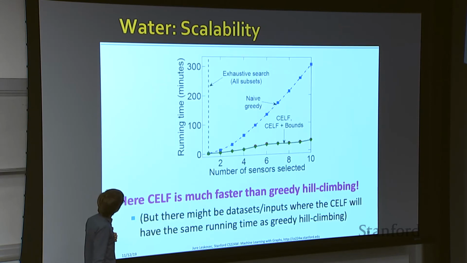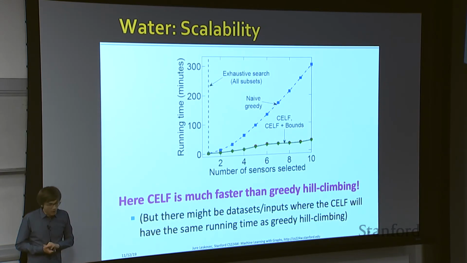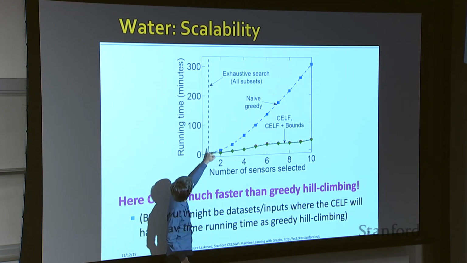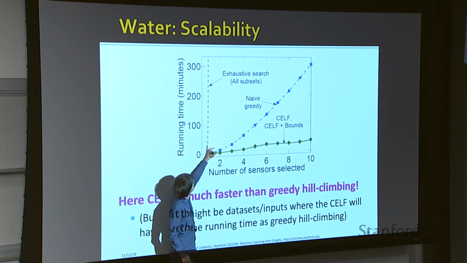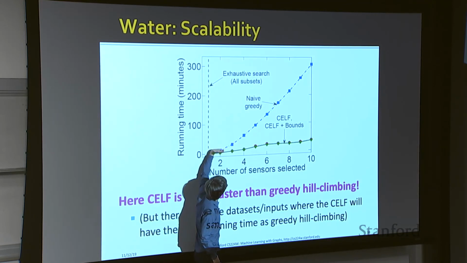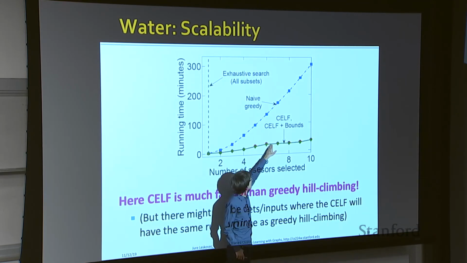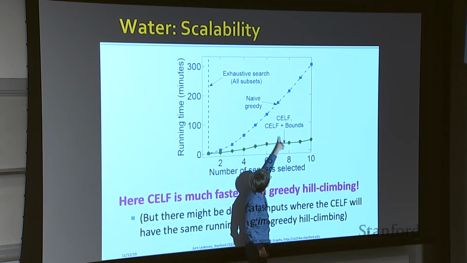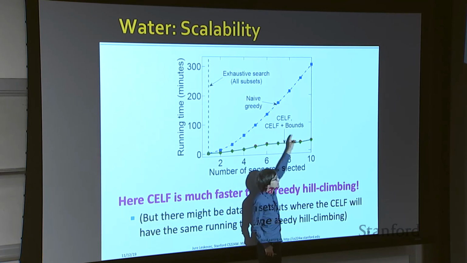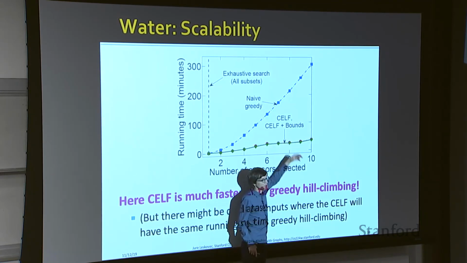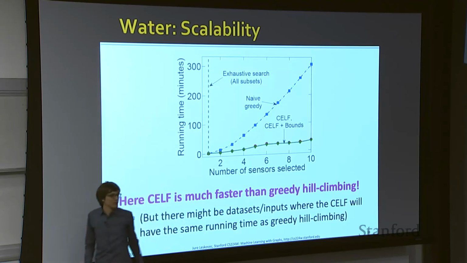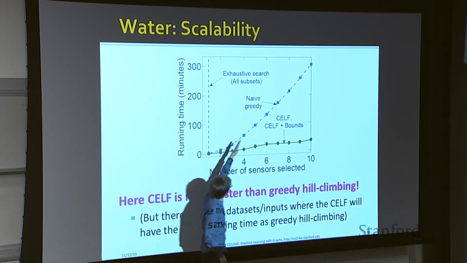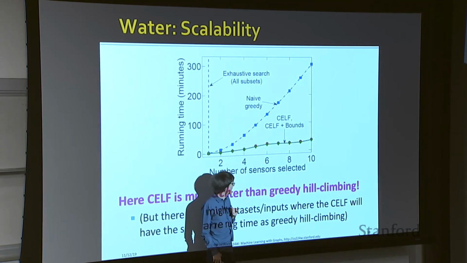Okay, and then the benefit of CELF, of lazy evaluation: exhaustive enumeration, greedy, and then the lazy greedy. The green lazy greedy is where you just compute the solution, and the red one is where you compute the solution as well as this data-dependent bound, so you know how far away from the optimal solution you are. And again, you get this huge performance benefit.